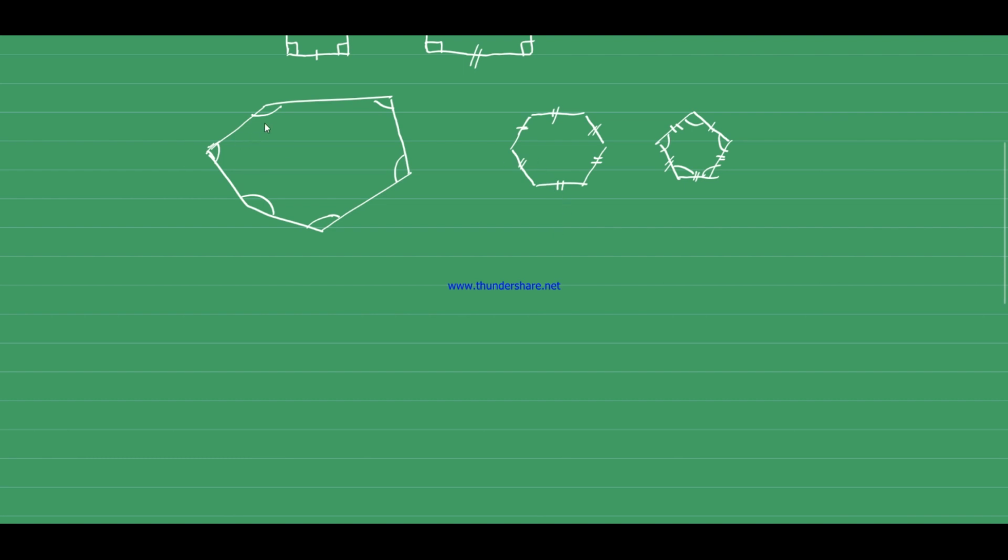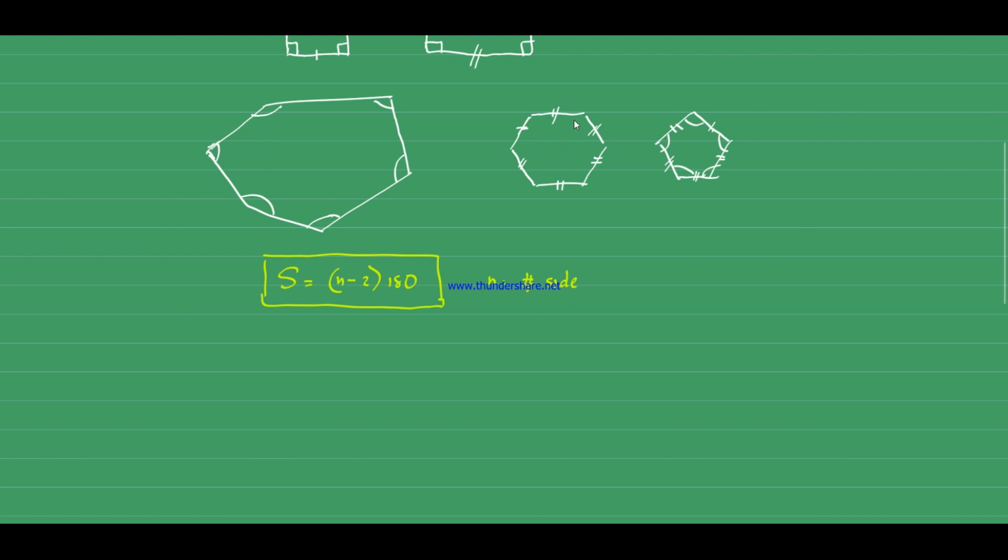Now the angle inside over here we call the interior angle. We can find the sum of the interior angles by using the formula, and the formula is S equals n minus 2 multiplied by 180 degrees. So n in this case represents the number of sides. n is just the number of sides in the polygon.